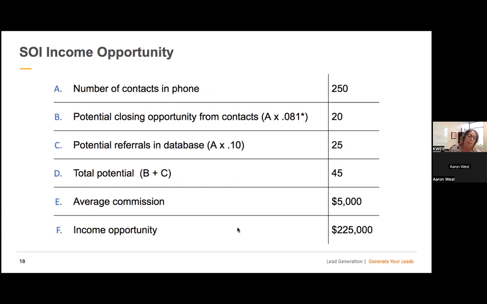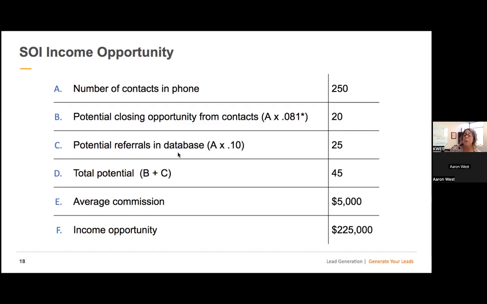This means about 8% of your database will buy, sell, or buy and sell every 8 years. So we're going to use these numbers to figure out how many people you already know that might be buying and selling. And this is a standard calculation. So for example, at 250 people in the phone, our potential opportunity for closing at that 0.081% is about 20.